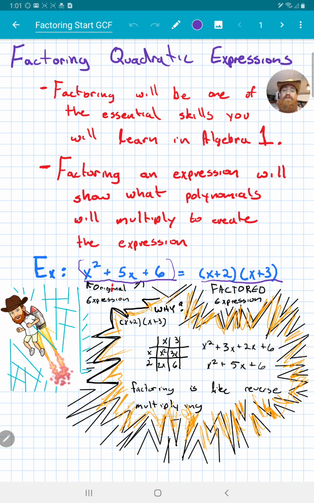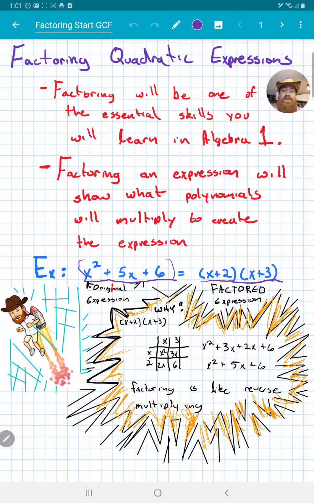Okay, so this is going to be one of these essential skills, one of these foundational skills that you have to make sure you do well with, make sure you learn it, and you'll continue to build on the stuff that we start in this class for the rest of the classes that you'll have in high school. Okay, so you're going to be factoring in geometry, you're going to be factoring in algebra 2, and you're going to be factoring in whatever senior math class you take.